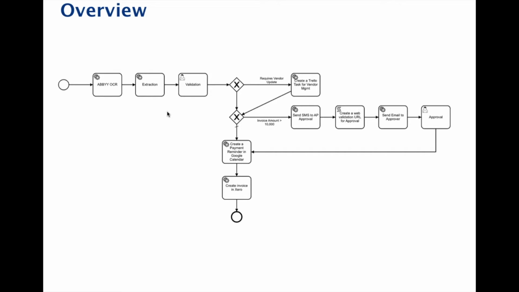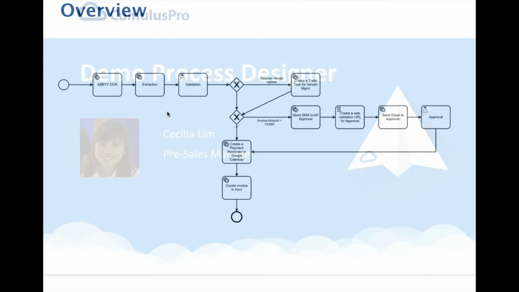If this invoice is above a value of 10,000 euro, an SMS will be sent to AP approval to notify them of this invoice. In parallel, we'll create a web validation URL to send to approval. And then once the invoice has been approved, we do create a payment reminder in Google Calendar. And also, we will post this invoice to Xero, which is an online accounting tool. That's just to show how an integration with any other accounting tool would work.